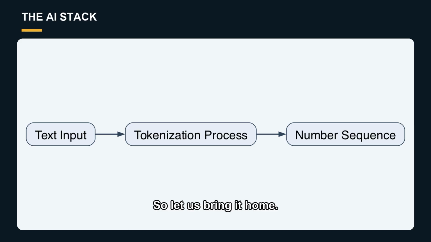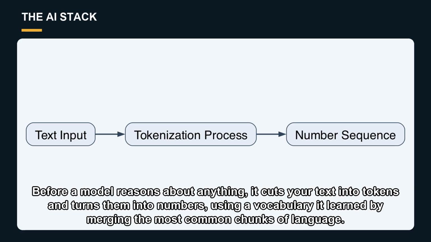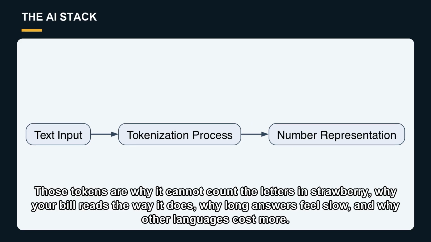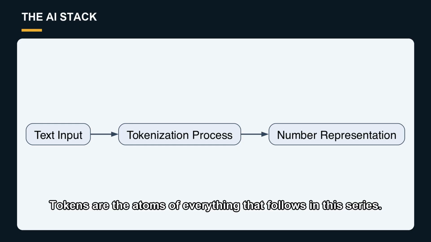So let us bring it home. Before a model reasons about anything, it cuts your text into tokens and turns them into numbers, using a vocabulary it learned by merging the most common chunks of language. Those tokens are why it cannot count the letters in strawberry, why your bill reads the way it does, why long answers feel slow, and why other languages cost more. Tokens are the atoms of everything that follows in this series.